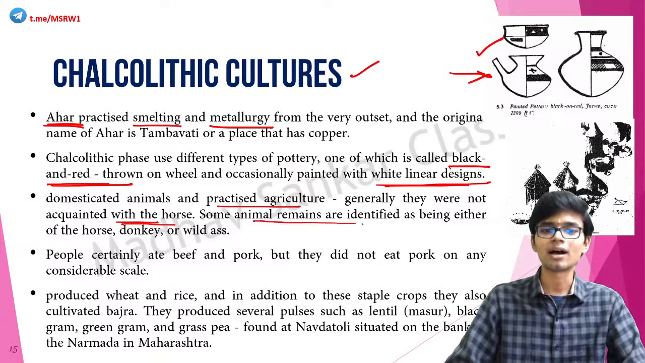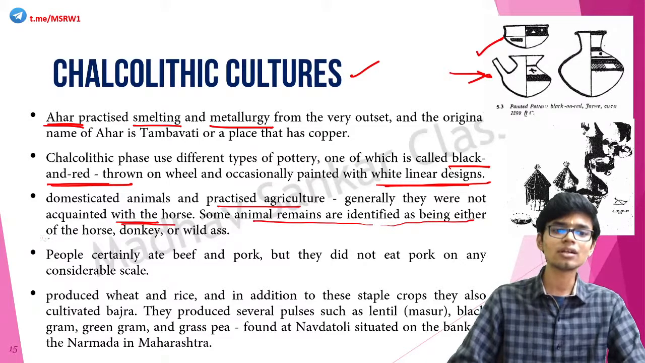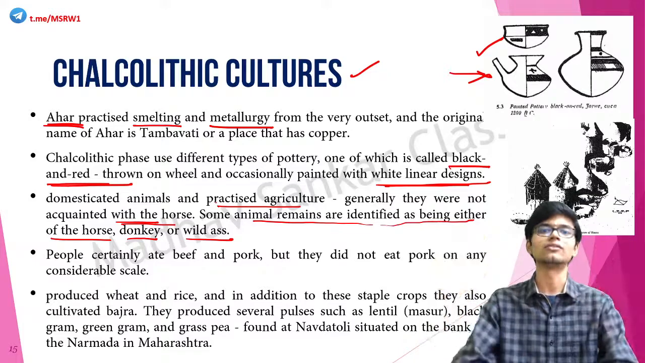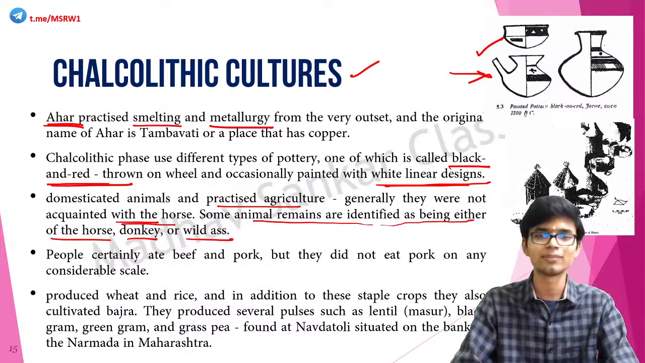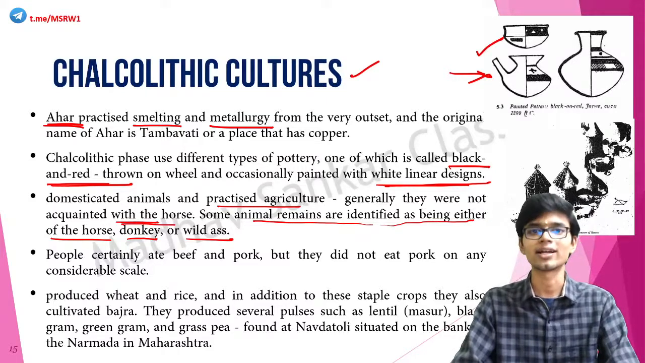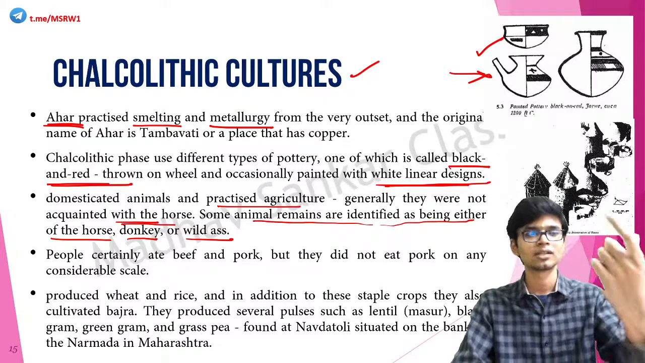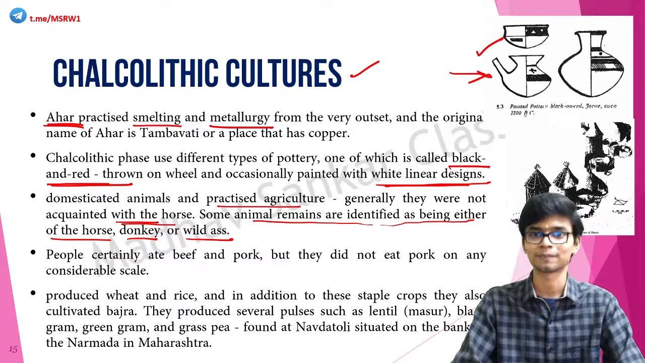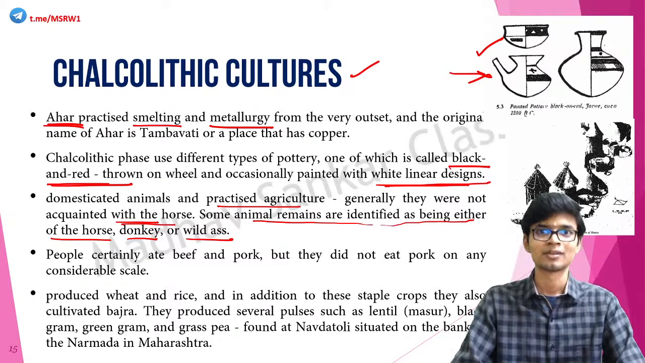Some animal remains are identified as being either of horse or donkey or wild ass. It's not conclusive. We have evidences of some animal remains. It could be that of a horse or that of a donkey or that of a wild ass. Historians are not able to clearly identify which one it is. In Indus Valley civilization also, we will study something similar.